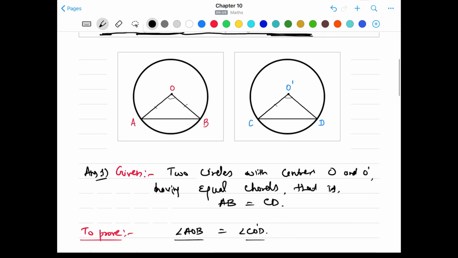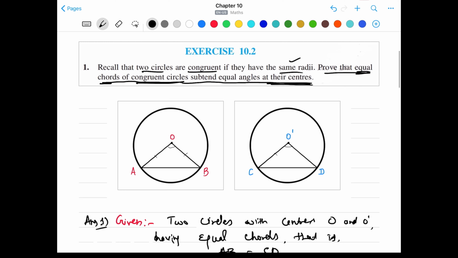With this we have completed exercise 10.2. Now you have to practice all the questions and the theorems multiple times so that you understand them better.